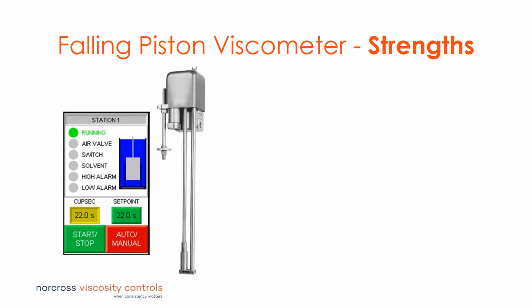Next, let's turn to the falling piston viscometer. Its strengths are that it is robust. The falling piston viscometer was designed for industrial use. Many have been in continuous use for dozens of years.